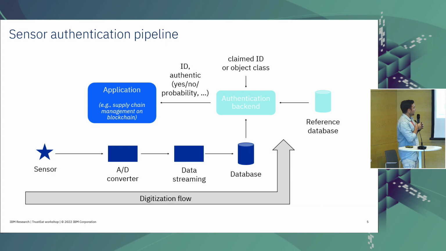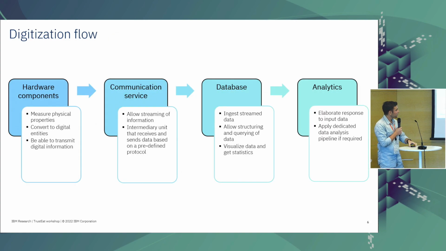We will need to go through the digitization flow, in which we go from the sensor to actual data that can be used by the authentication backend. And we will have different components that I will describe in the next slides that will help us provide the actual information to the authentication backend, and this can then be used for multiple applications. So in the previous technical workshop, we have already seen this stream of data, the way we build the data that can be given to the authentication backend.